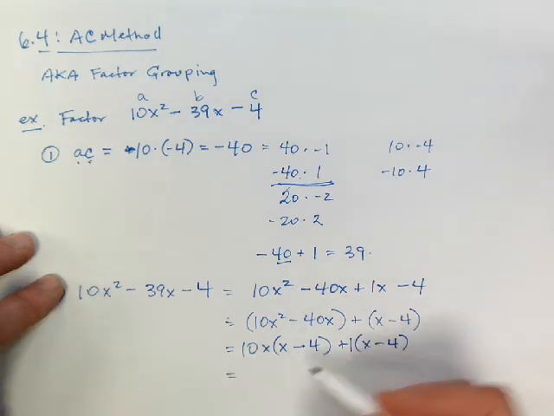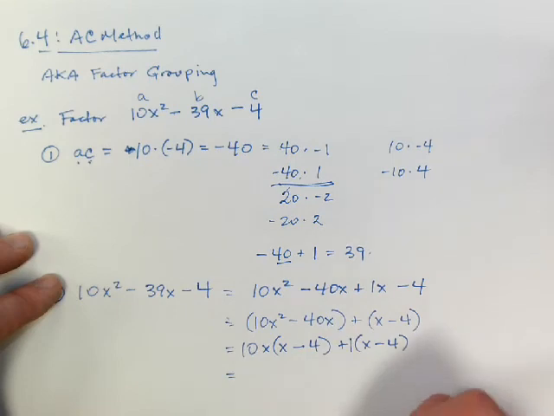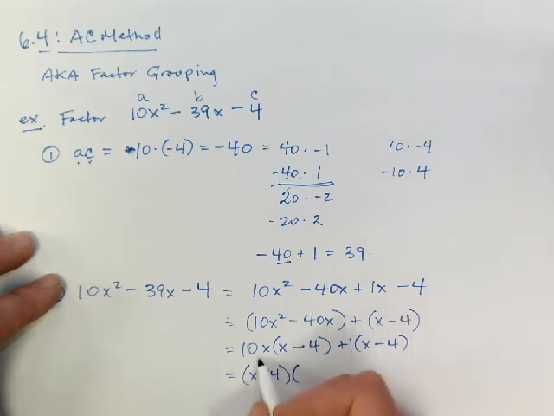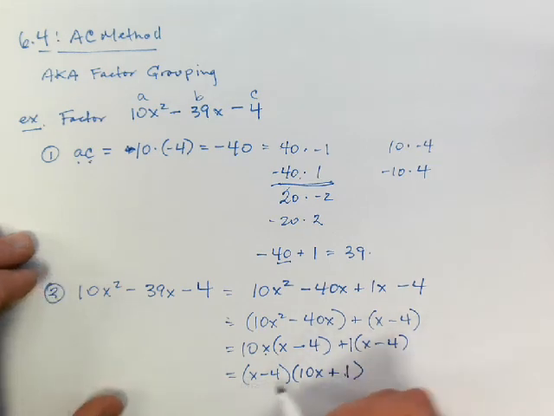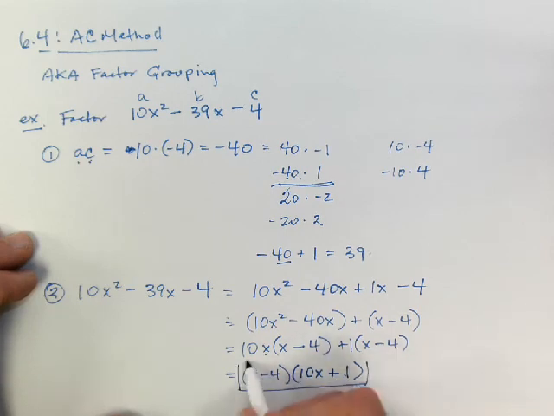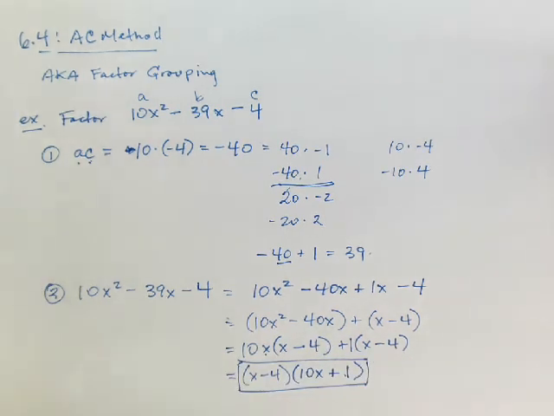Now notice we have two terms, and they have a common factor of x minus 4. So we can factor out x minus 4. And what's left over from this is 10x, plus what's left over from this is 1. So our factors are x minus 4 times 10x plus 1. Pretty nice.